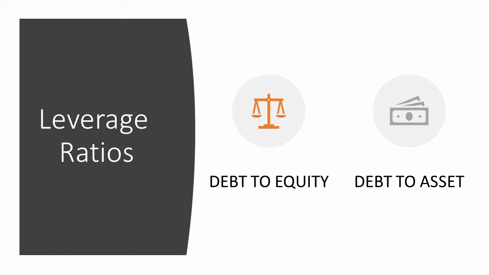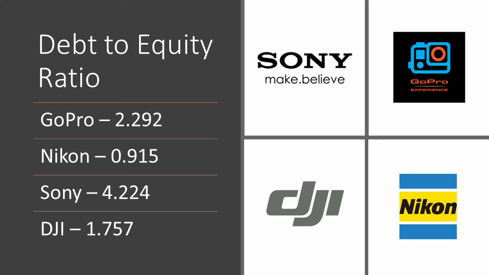Next is leverage ratios. Debt to equity ratio is calculated by dividing a company's total liabilities by its shareholders' equity. GoPro has a debt to equity ratio of 2.292. This means they have roughly twice as much debt as they have equity, meaning that GoPro needs to stay strong and grow to be able to pay off all its debts. Comparing this to their rivals Sony with a 4.224, Nikon 0.915, and DJI 1.757, they tend to be average in this ratio analysis.